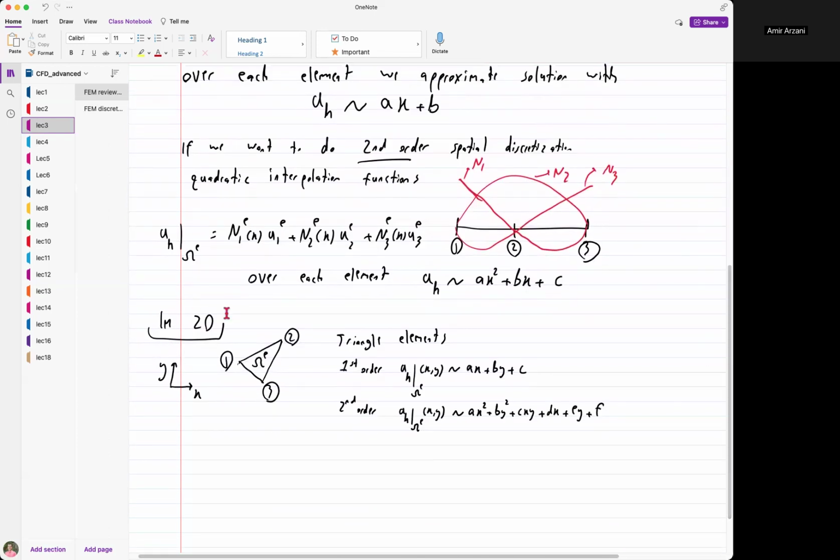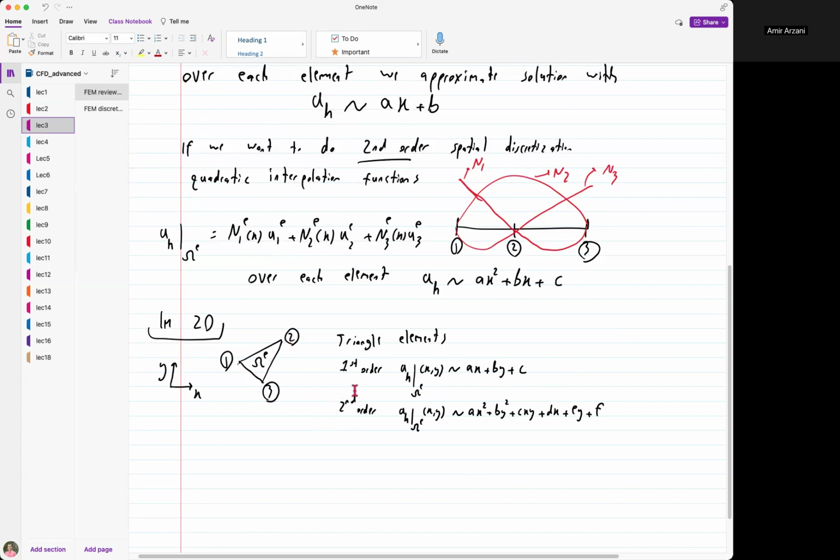Now, in 2D, if you're dealing with a 2D mesh and you're using triangular elements, your element now has 3 nodes. From a big picture point of view, you can think of the solution U_h across each omega E, each element, being approximated by a linear function if you're using linear interpolation functions. That would be something like ax plus by plus c. So how many unknowns do you have? 1, 2, 3: a, b, and c, which makes sense, because you have 3 nodes, right?